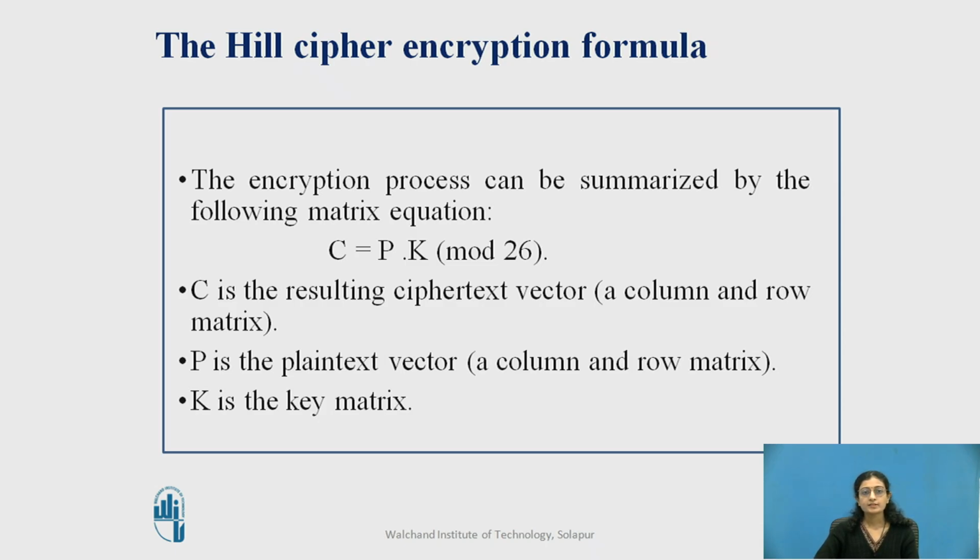So let's understand the Hill cipher encryption formula. The encryption process can be summarized by the matrix equation C = P × K mod 26. Here C is the resulting ciphertext vector, which is a column or row matrix. P stands for the plaintext vector, which is again a column or row matrix, and K stands for the key matrix.